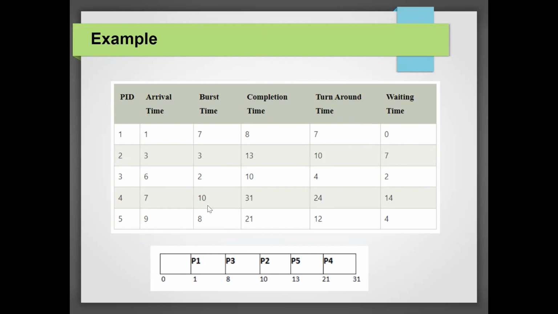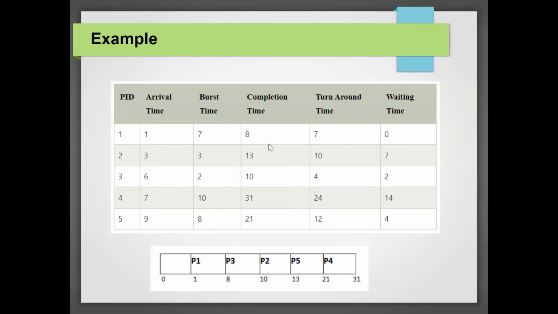So after that, I have chosen P5 instead of P4. Why? Because P5 has the lowest burst time. So P5 executes for 8 units, and at the time of 21, P5 completes its execution. So finally I'm having only one process in the ready queue, called P4. So I have put that process into CPU. The process P4 executes for 10 units, and at the time of 31, the process P4 completed execution.